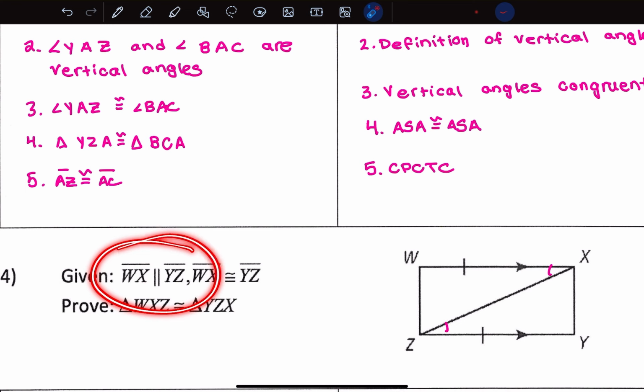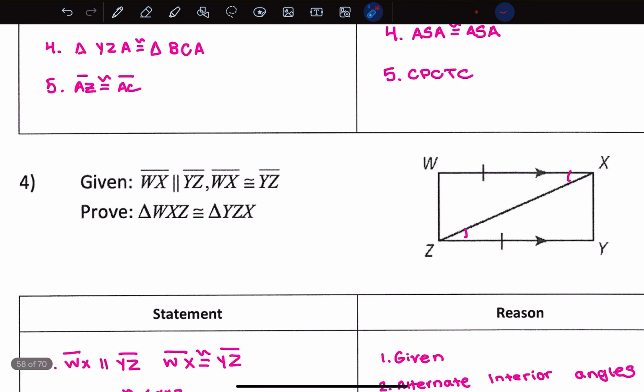Now we're dealing with a set of parallel lines, which is given by these little arrows. I know alternate interior angles are congruent. They also give me a pair of congruent sides, so I have side, angle, and there is a shared side. So using reflexive, I will get that third. So I'm going to be using side, angle, side. And if I look at my proof statement, I do not have to use CPCTC because I am stopping with a triangle. So first, as always, write your given statement.